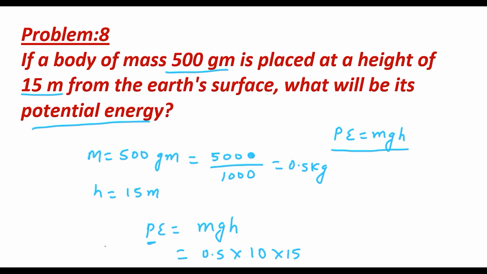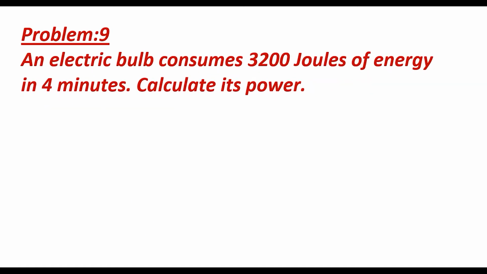Let us look at the next problem, problem 9. In this problem, an electric bulb consumes 3200 joule of energy. This energy is given in 4 minutes. Calculate its power. We know that power is given by work done upon time taken.